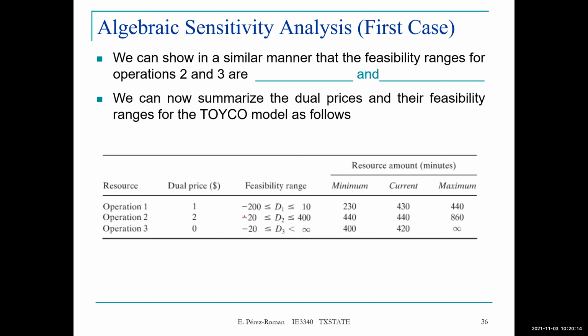So what this is telling you is that the minimum you can go is 440. Your current is 440. And the maximum you can go to increase this second operation is 860. If you go outside that bound, then you will make the problem infeasible. Okay. Questions? So, yes.